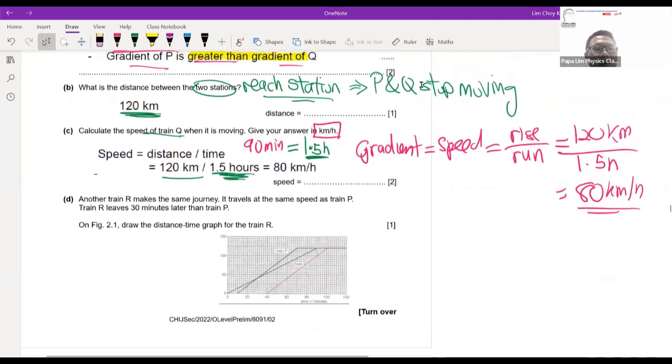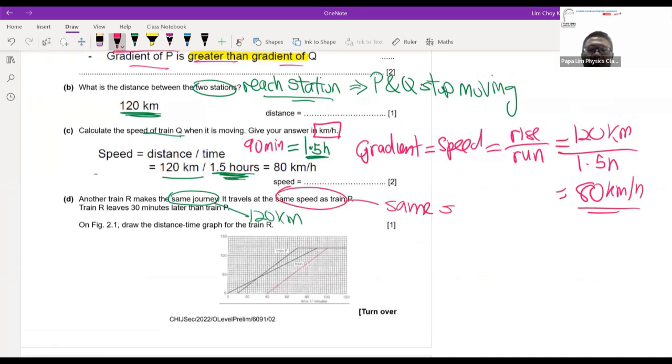Now another train R makes the same journey. Remember, this is one keyword. It means it will reach 120 kilometers, and it has the same speed as P. Now, same speed as P implies one important piece of information: same speed implies same gradient. That's the information that the marker needs the students to infer.